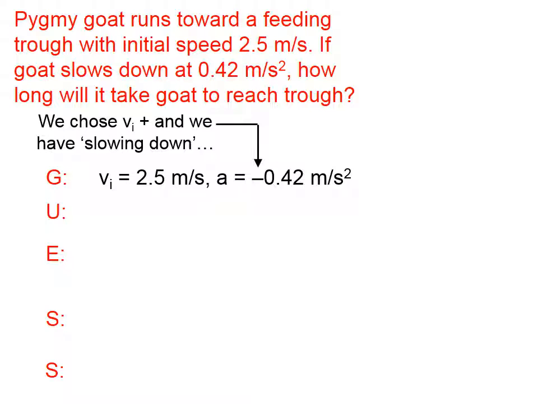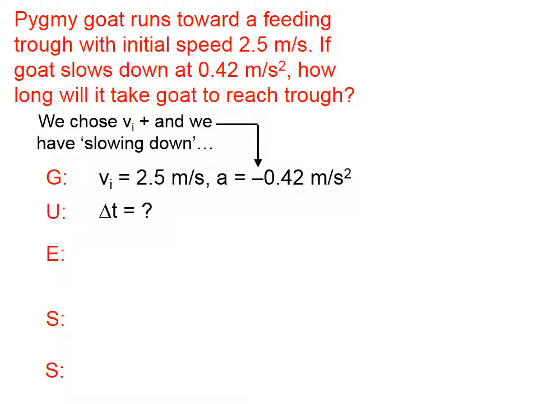And since we're told that the goat slows down, we know that the sign of the velocity and the acceleration must be opposite to each other. If, as we did here, we choose the initial velocity to have a positive sign, then we have to choose this acceleration to be negative. U stands for unknown. This is the unknown variable that we're looking for. In this case, the time.